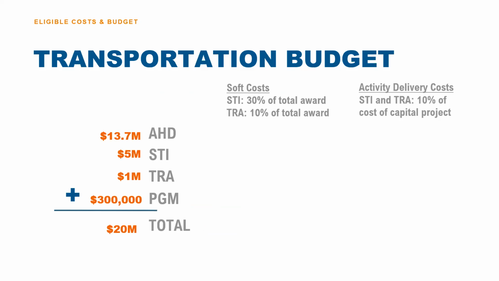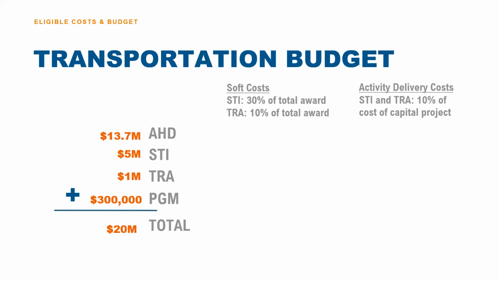Okay, so one last thing about the transportation budget that's important to public partners. When budgeting for STI and TRA improvements, you can also use ASIC to pay for soft costs like planning, engineering, construction management, architectural, other design work, et cetera. For STI projects, soft costs shall not exceed 30% of the total ASIC award, while for TRA projects, soft costs shall not exceed 10% of the total award.